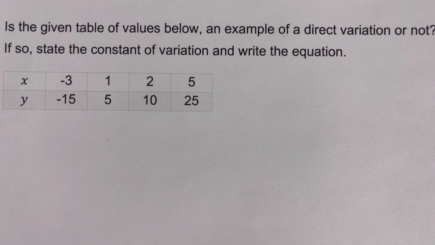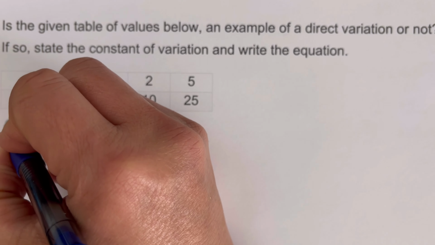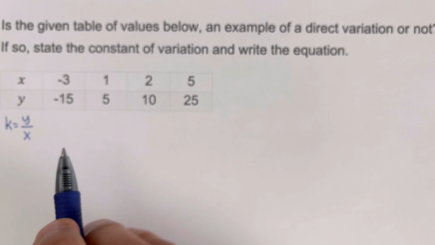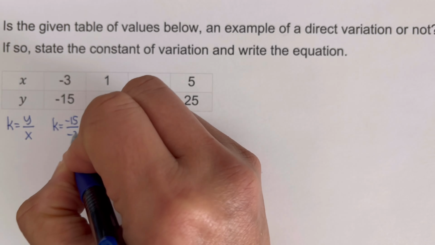Okay, so we go over the problem here. Again, we're supposed to determine the k or the constant of variation, and that would be k equals y over x. And we're going to show the work for all of these.